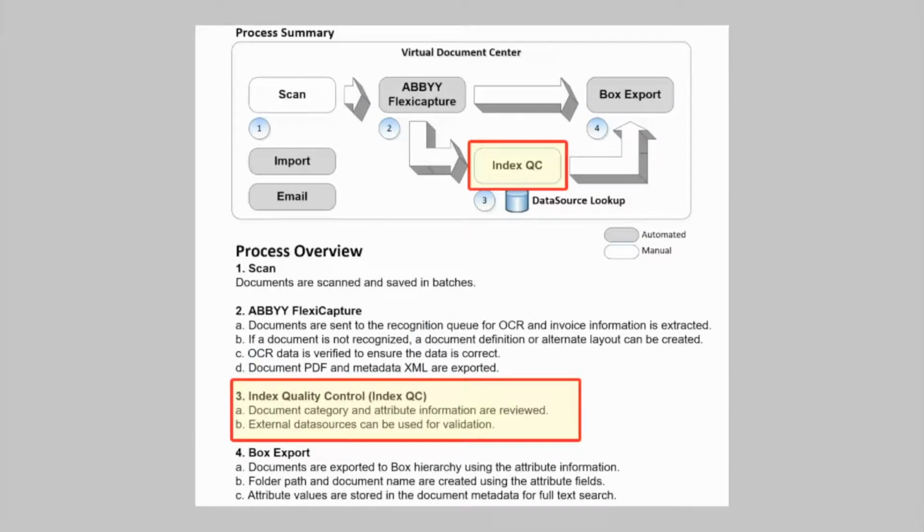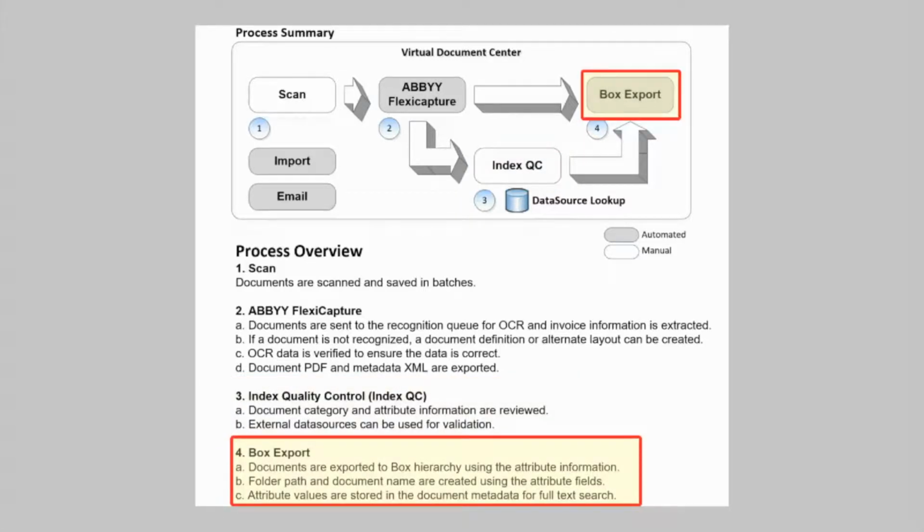Index QC is an optional queue that allows the user to confirm the data before export. It can also query external data sources for validation or to gather additional information. The documents are then exported to a Box folder with metadata and assigned a document name.